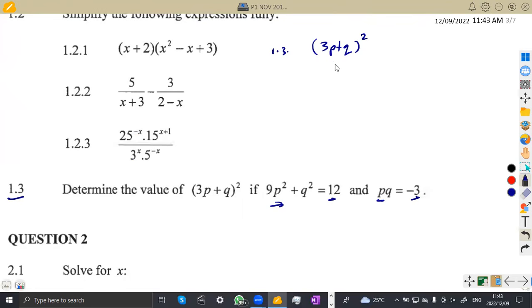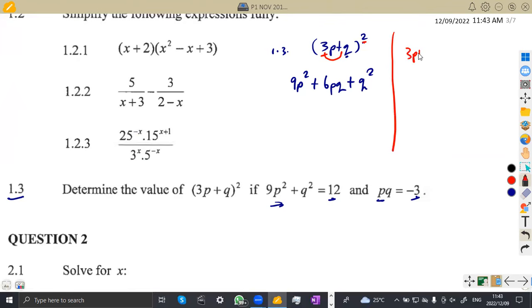So depending on the knowledge of your identities, remember from your identities, you can raise 3p to the exponent of 2, which is going to be 9p squared plus you multiply 3p and q, which is 3pq, then you multiply by 2. So it's going to be 6pq plus, then you raise q to the exponent of 2, which is q squared. All right, or you can just expand normally.